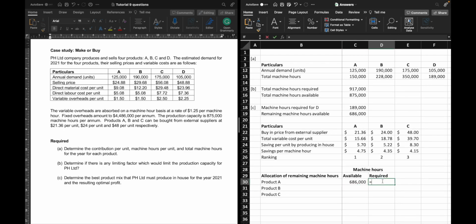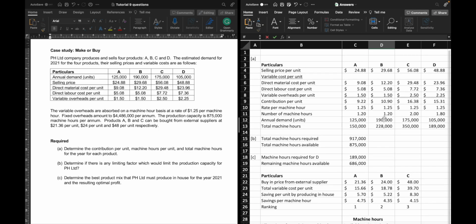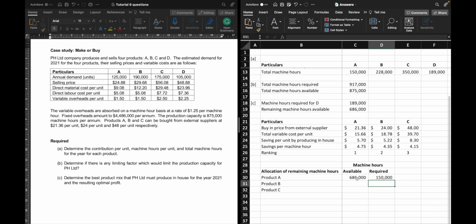In order to produce product A, we need 150,000 machine hours. After producing product A, we will be left with 536,000 machine hours. In order to produce product B, we need 228,000 machine hours. After producing product B, we will be left with 308,000 machine hours.